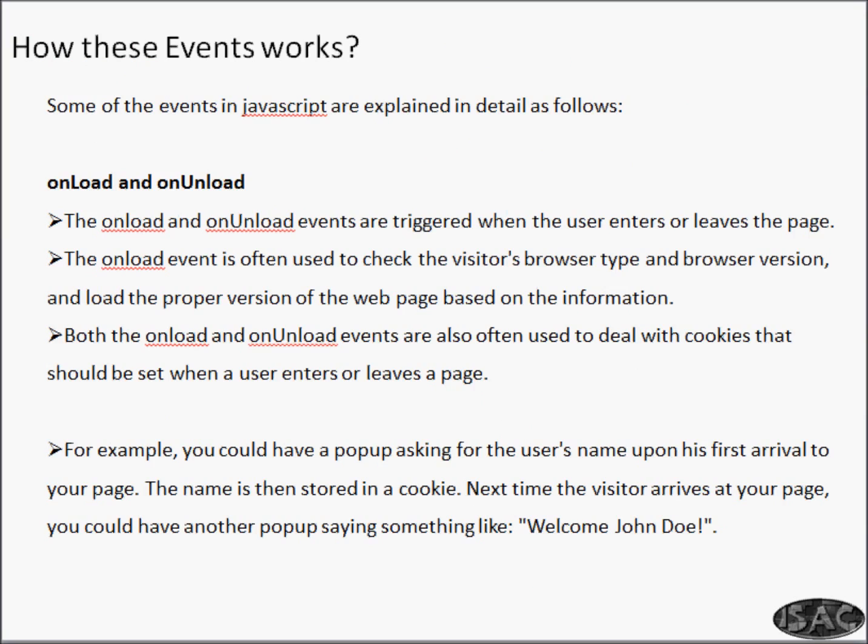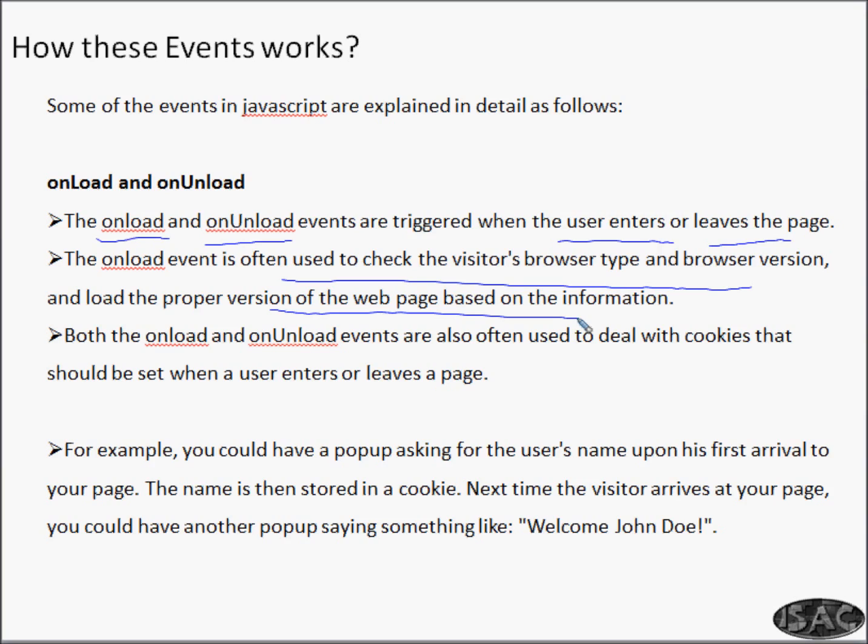Now, how these events work, look at here. Some of the events in JavaScript are explained in detail as follows. You can notice here on load and on unload. The on load and on unload events are triggered when the user enters or leaves the page, right? The onload event is often used to check the visitor's browser type and browser version and load the proper version of the web page based on the information, right? So once the page is loaded, we can come to know what kind of browser the clients are using, and accordingly we can render the page as per the browser setup, right?